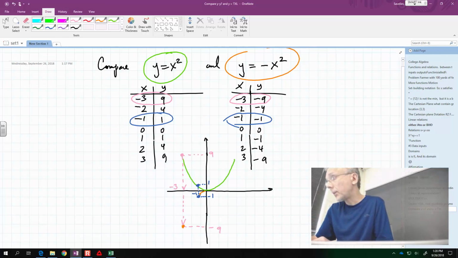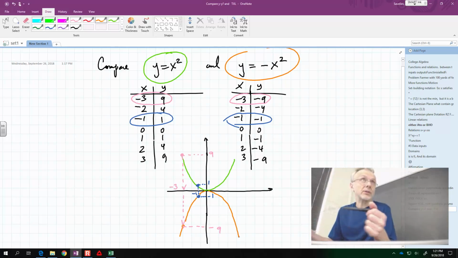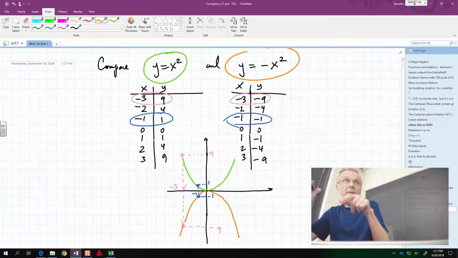If I now plot the other graph made of those points, no, the reflection is the word. So the second graph is the mirror image of the first.